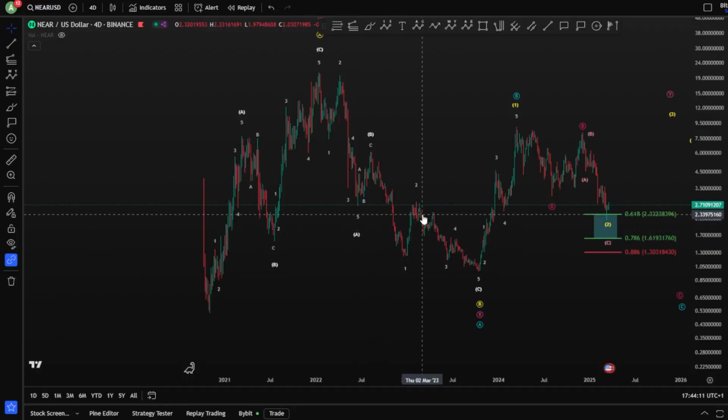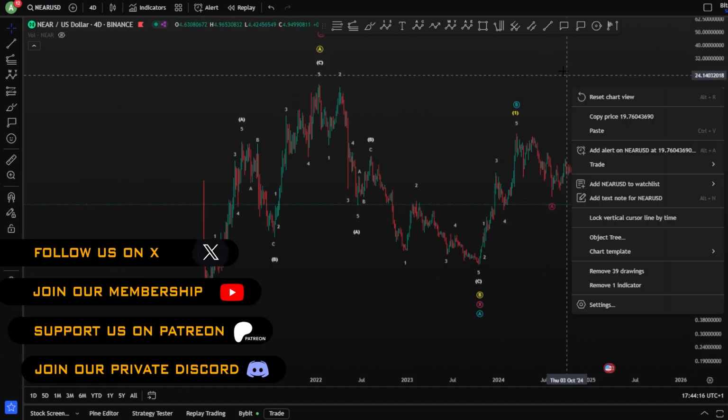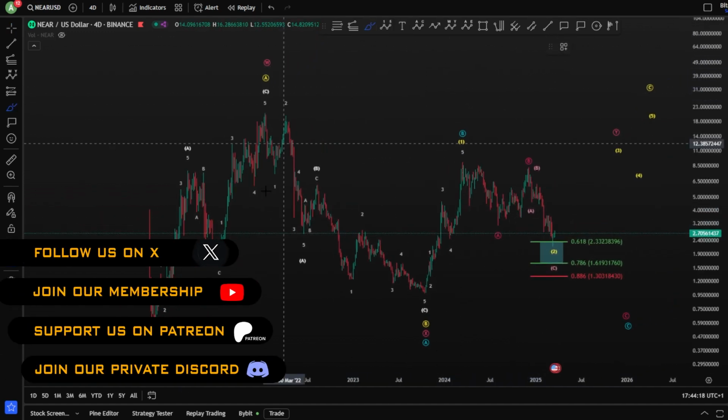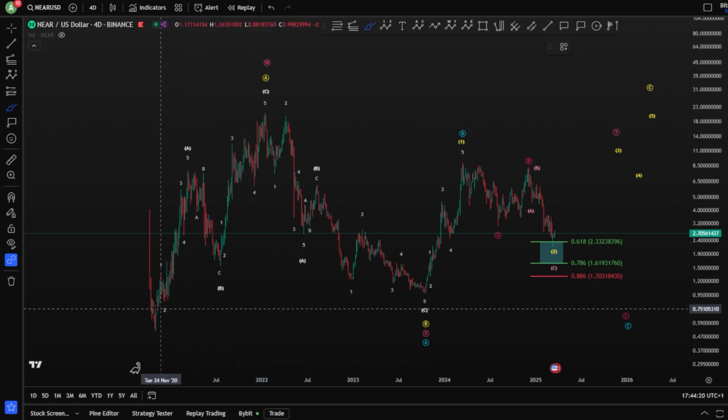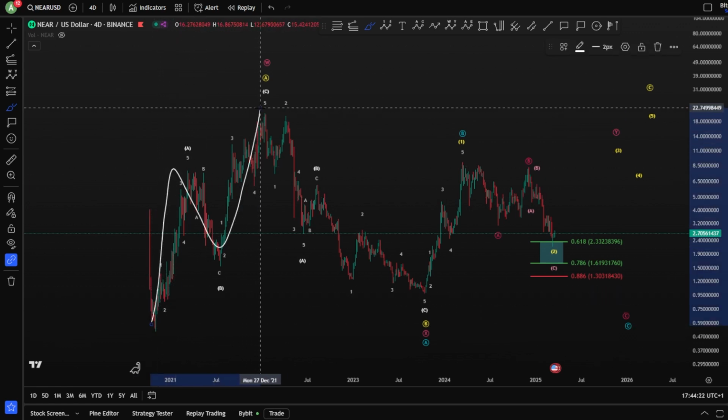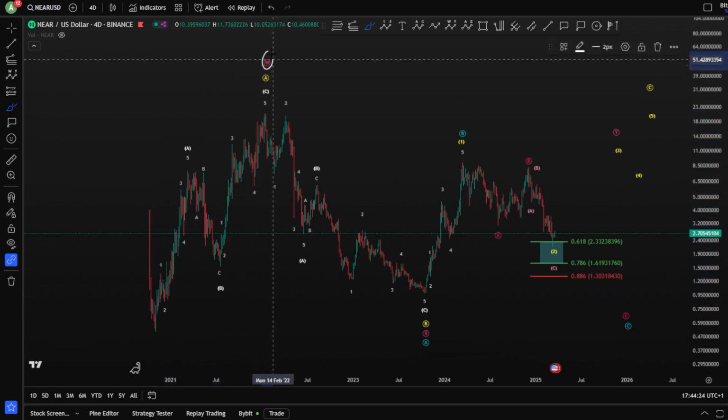Hello everyone, welcome to a new video for NEAR price prediction based on Elliott wave analysis, starting on the 4-hour chart here for the overview for the bullish and bearish scenario. We have three waves toward the upside for a wave A or a wave W.